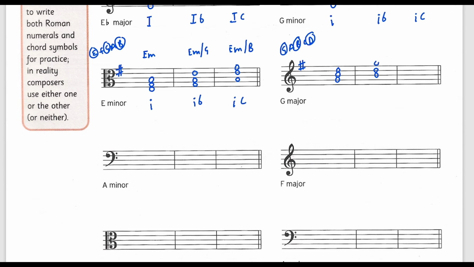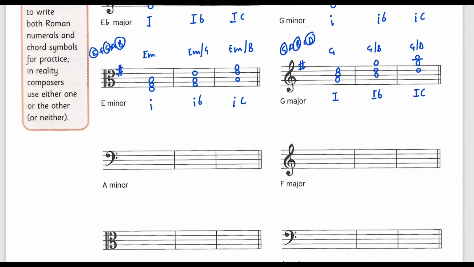Okay, next is B, D, and G. Next would be D, G, A, and B. So this will be G major at B, G major at D here. This is B and this is C.